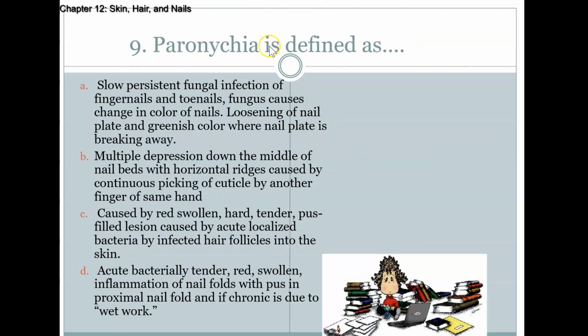So, paronychia is defined as, basically it's a lot to read here, so I'm just going to tell you it's D. It's an acute bacterial, tender, red, swollen inflammation of the nail folds with pus in the proximal nail fold, and it's chronic. It's due to wet work. It's due to a person who has their hands in the water all of the time.